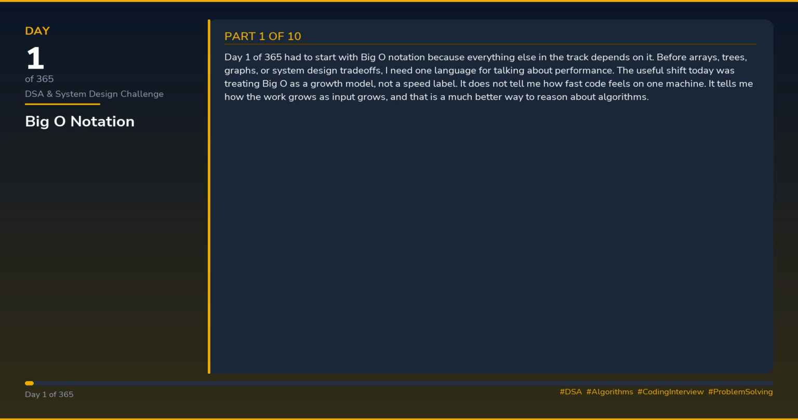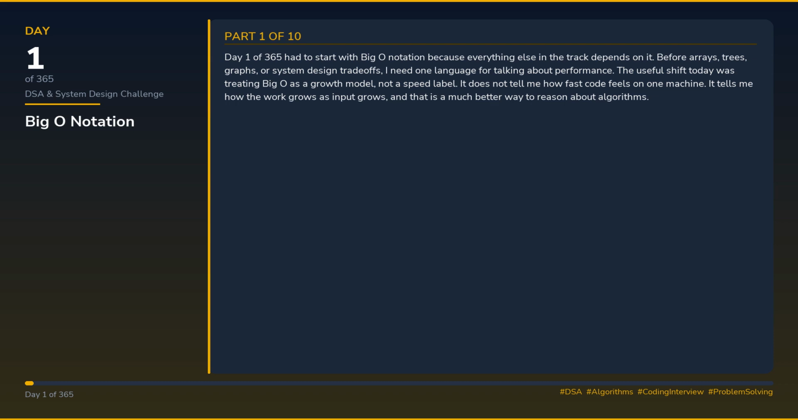Day 1 of 365 had to start with big O notation because everything else in the track depends on it. Before arrays, trees, graphs, or system design trade-offs, I need one language for talking about performance. The useful shift today was treating big O as a growth model, not a speed label. It does not tell me how fast code feels on one machine.